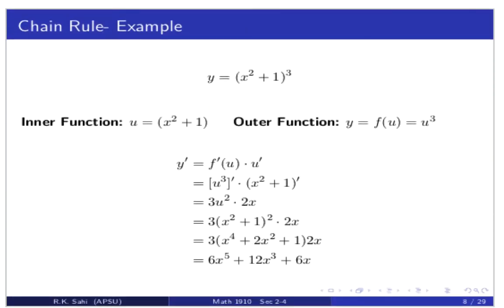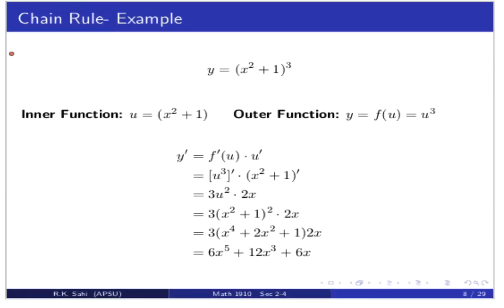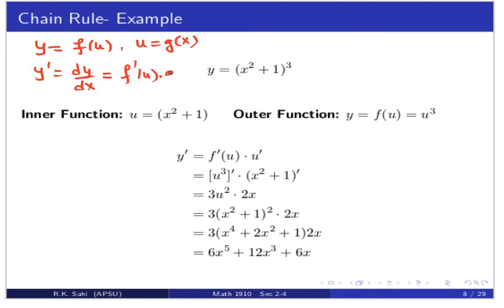So keep one thing in mind if you're using the inner and outer. If your function y is f of u, where u is a function of x, then when I take the derivative y prime, keep in mind this derivative is with respect to x. So the derivative y prime is f prime of u times u prime. That's what it is. In other words, we need to know what the inner function and the outer function are.